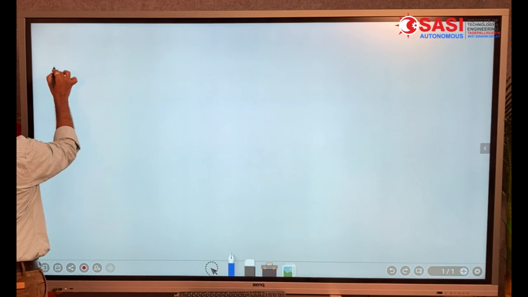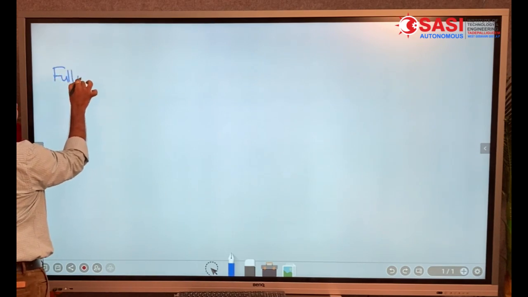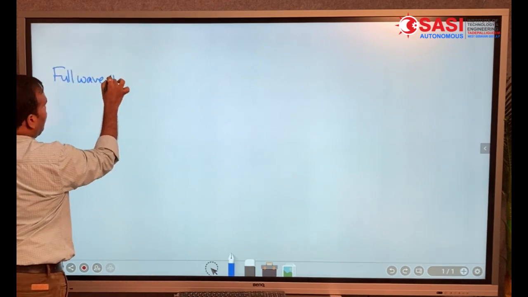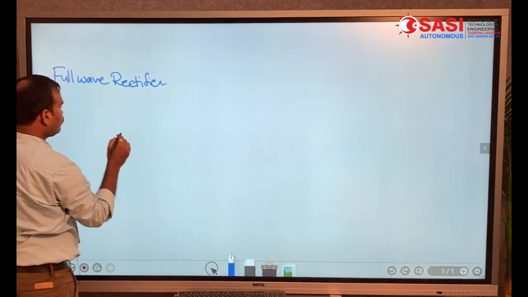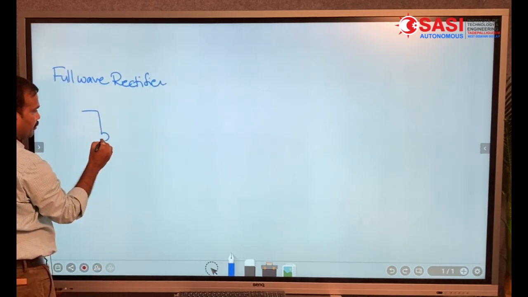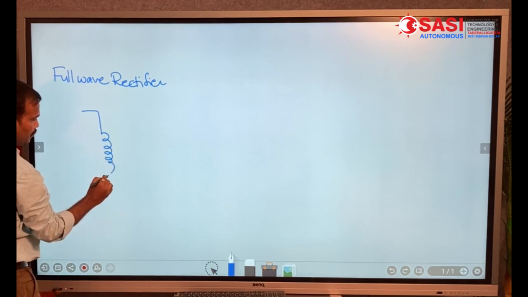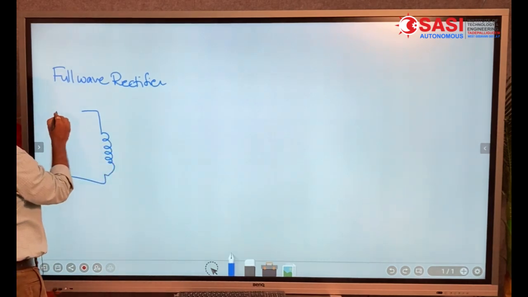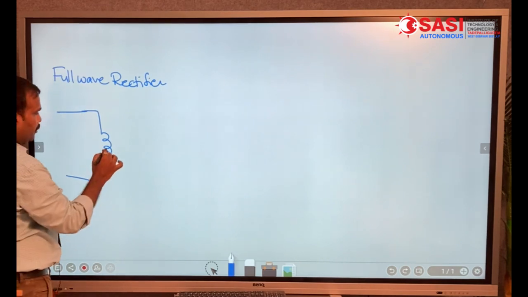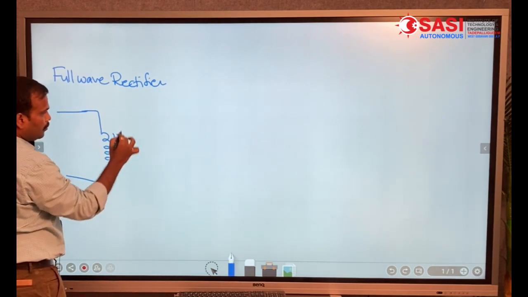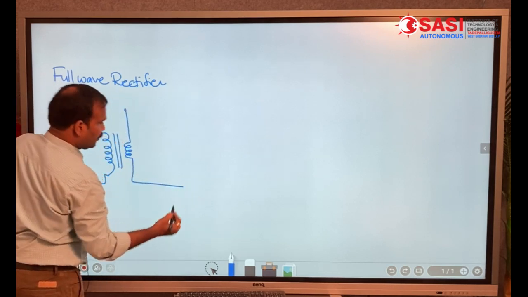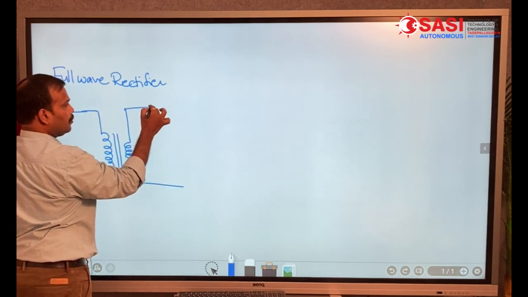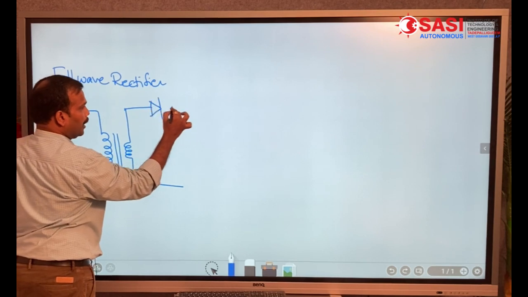Full wave rectifier. Full wave rectifier uses the primary winding of the transformer, secondary winding of the transformer, but it needs two diodes.